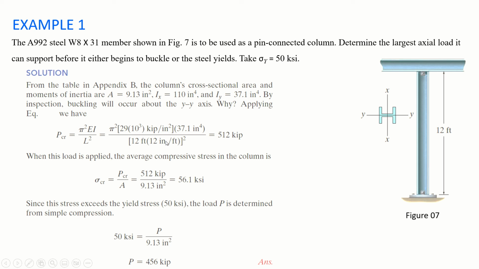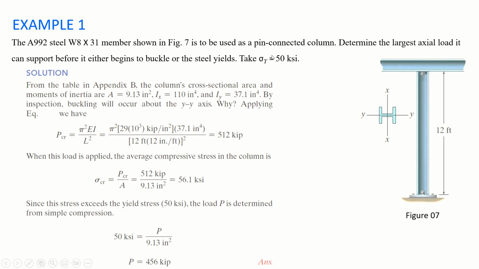Okay, keeping in mind, when this load is applied, the average compressive stress in the column at this P critical, the stress sigma critical will be equal to P by A, and A is 9.13. So your sigma critical, or critical stress, is 56.1, and your yielding stress is 50. So the stress exceeds the yield stress. It means the column will first yield before it buckles. The load P is determined from simple compression.